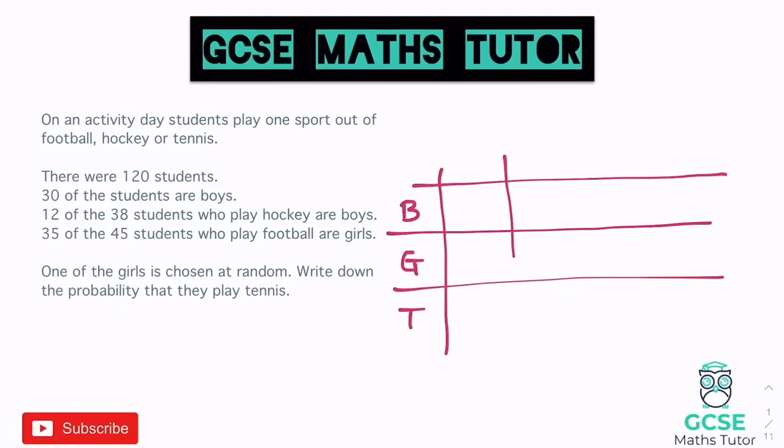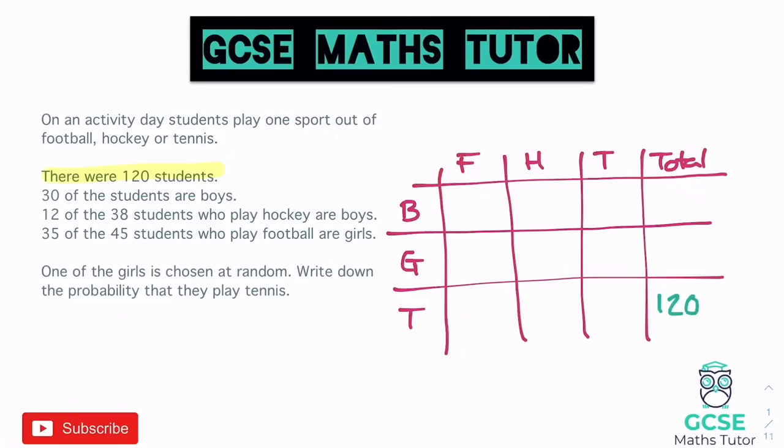And then I've got 3 options and a total at the end. So we've got football, hockey, tennis, and again a total. And then I'm just going to label that as total, as I've got another T up there. Right, okay, so putting all the pieces in, there are 120 students. So let's put that in our total down there.